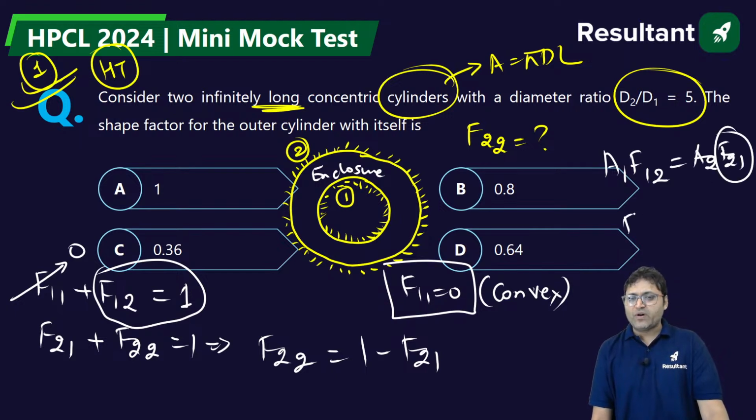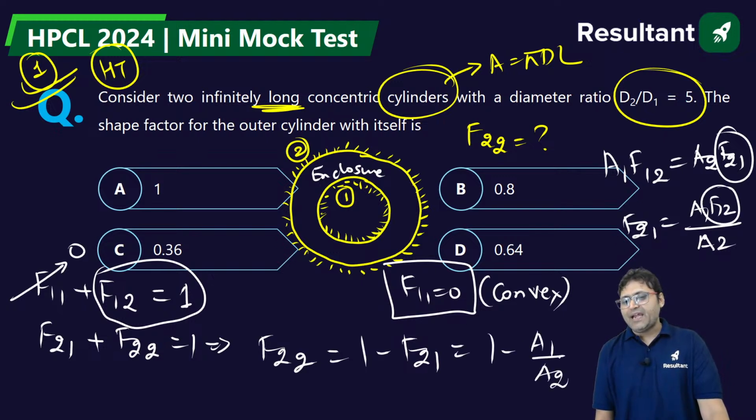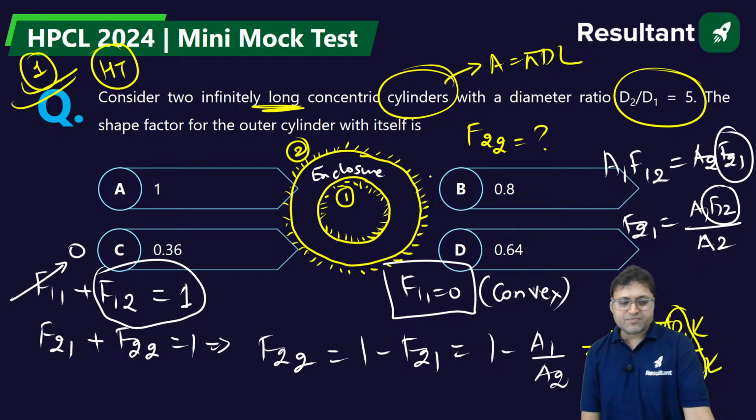So F221 will be equal to A1 F122 upon A2, and F122 is 1. So it is 1 minus A1 by A2. And what is A1 by A2? A1 is pi d1 L, 1 minus pi d1 into L upon pi into d2 into L. Pi getting cancelled out, L also getting cancelled out. 1 minus d1 by d2. And what is d1 by d2?